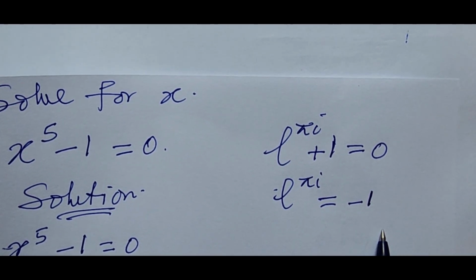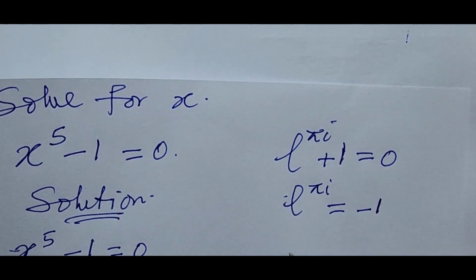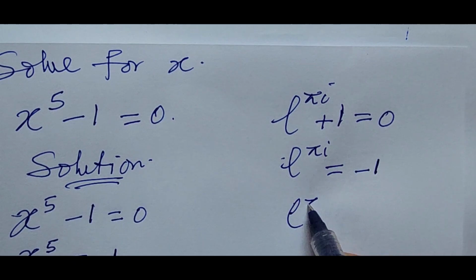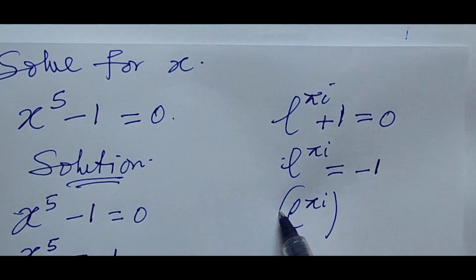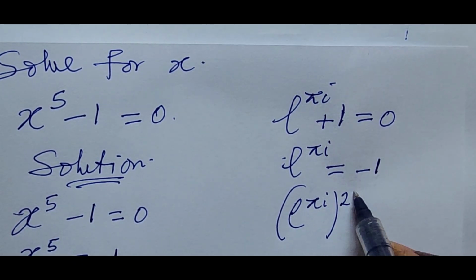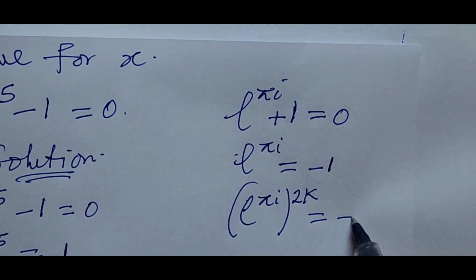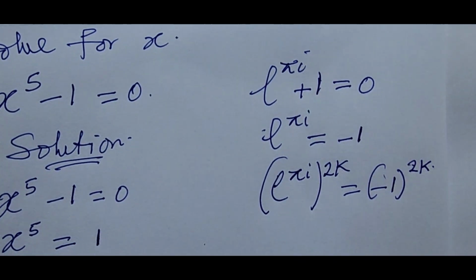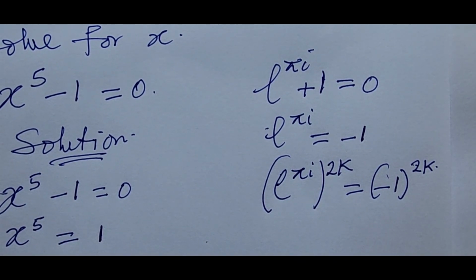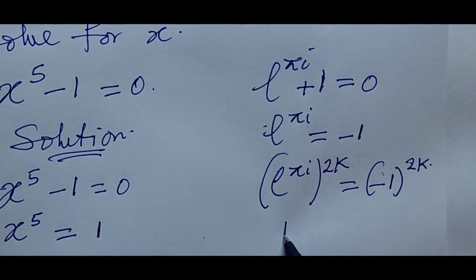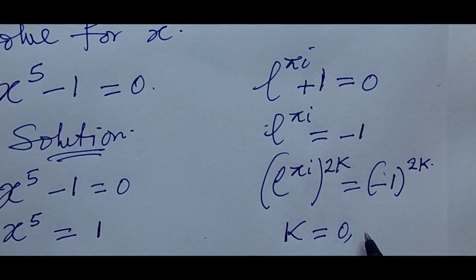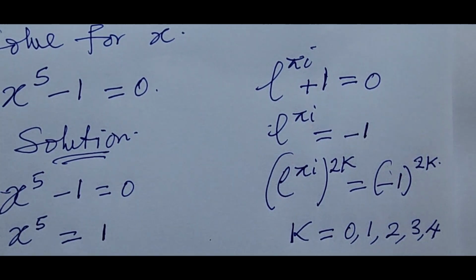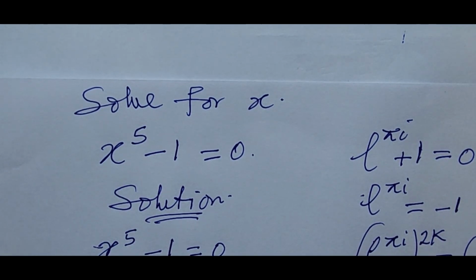We have to raise this to a constant, which is 2k. So this is going to give us e all raised to the power of pi i, all raised to 2k, is equal to minus 1 all raised to the power of 2k. Now, what is k? k is a set of constants. So let's get the value of k. k is equal to 0, 1, 2, 3, and 4, because we're having x raised to the power of 5.